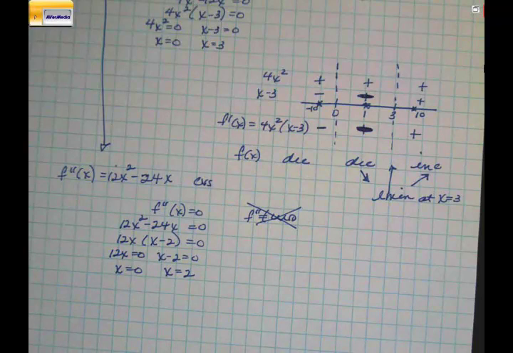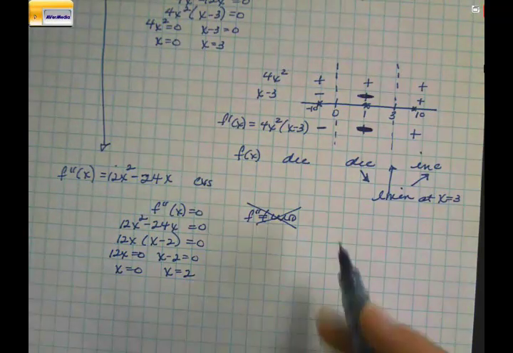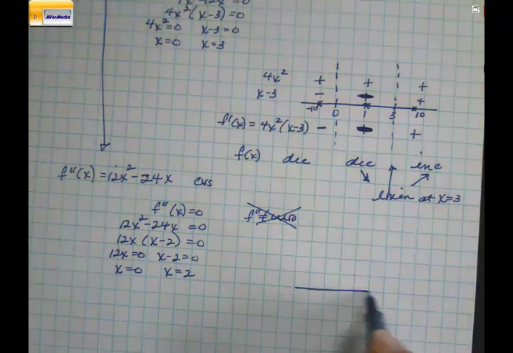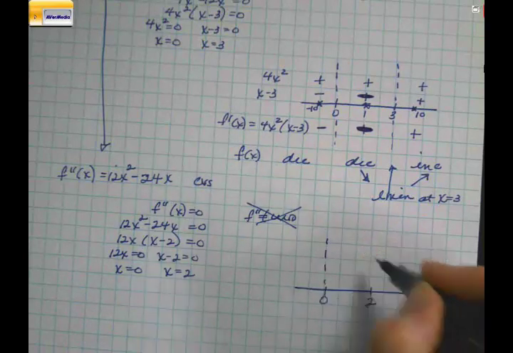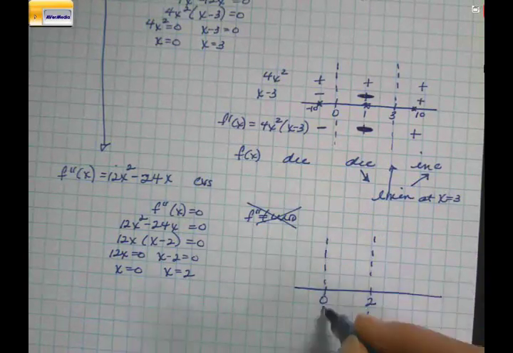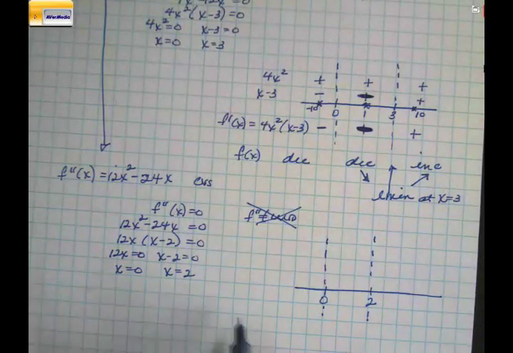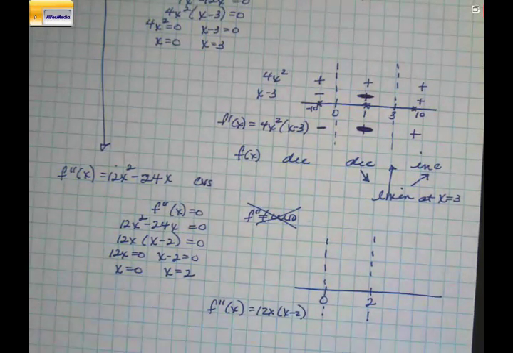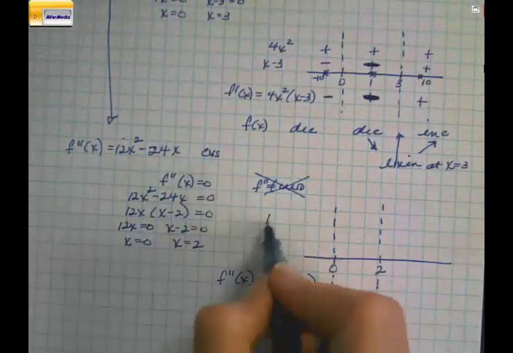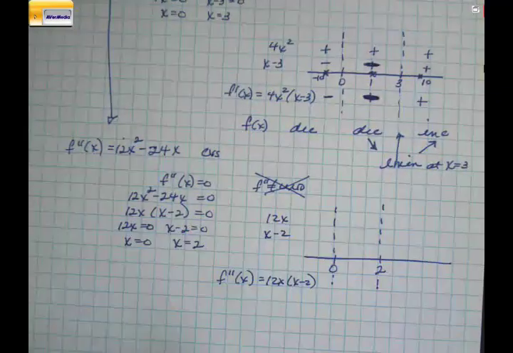Your second derivative is going to give you concavity. So when you do a sign chart now, you're doing a sign chart with the goal of finding concavity. So we come over here, develop a sign chart now with an x value of 0 and an x value of 2. This is a sign chart for the second derivative. This is your second derivative test. So you're looking at the sign of your second derivative, which is 12x times x minus 2.